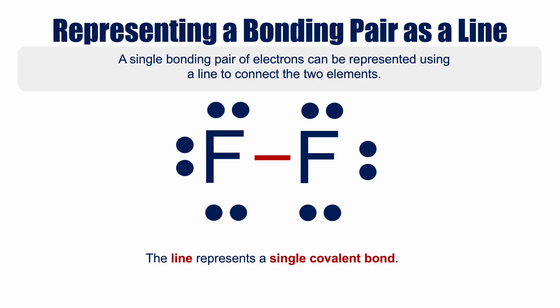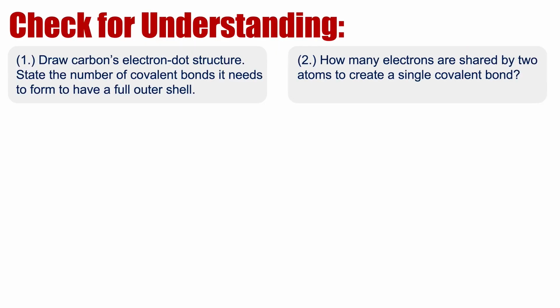But for right now, just understand how to draw a single electron dot structure, determine the number of electron pairs and unpaired electrons to then determine how many bonds it would need to form to have that full octet. So what I want you to do is numbers 1 and 2 for check for understanding.